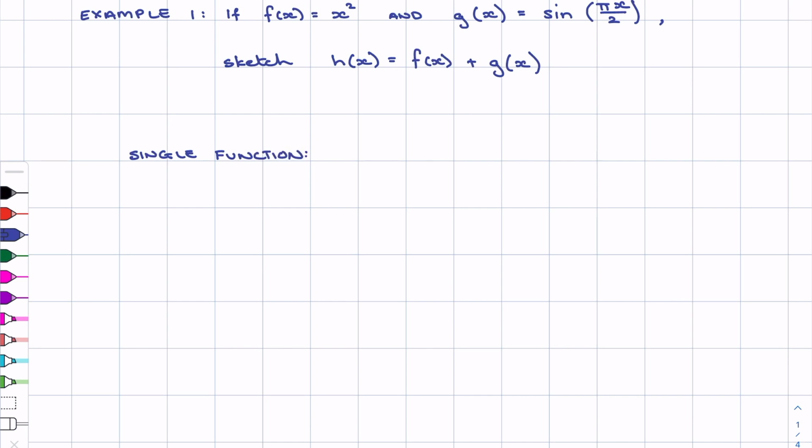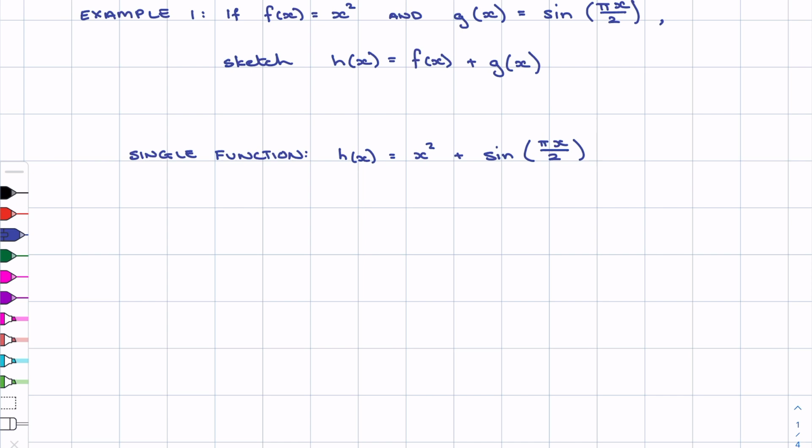With the single function, I'm going to write h(x) equals x squared plus sine of pi x on 2. There's my expression. It does look like a complicated expression, and when we're going to sketch it, we're going to have to look at it in parts. But there's nothing coming out from that expression that says it's going to be a truncus or some form of logarithm. We can just see that it's a function that we're going to sketch in parts.